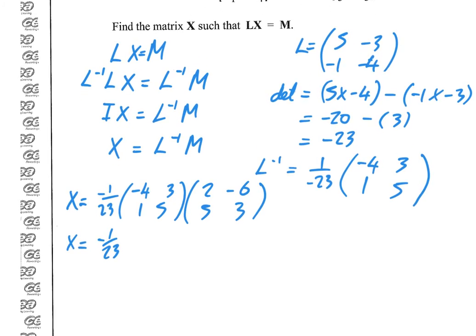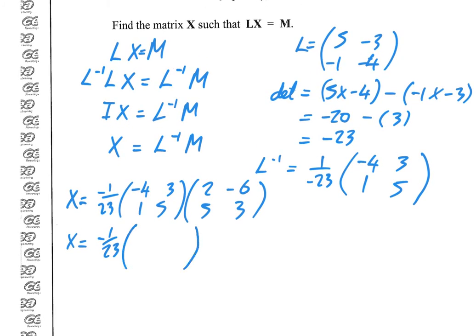We will see. It's a 2 by 2 times a 2 by 2, so the resulting matrix is going to be 2 by 2. I'm just going to check these with my calculator. My first row, first column is minus 4 times 2 plus 3 times 5, which works out to be 7. And then you're going to have minus 4 times minus 6, and then plus 3 times 3, which works out to be 33.